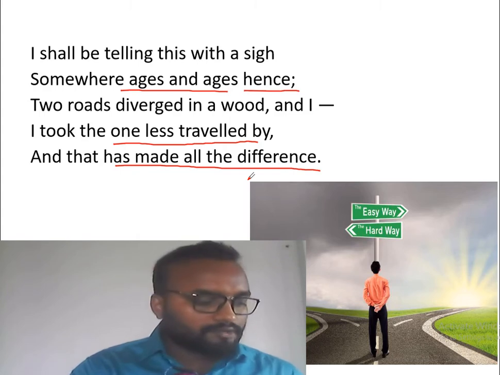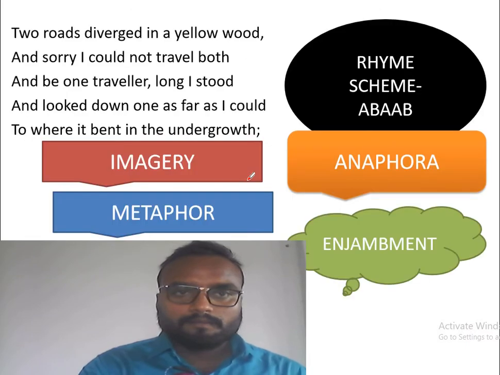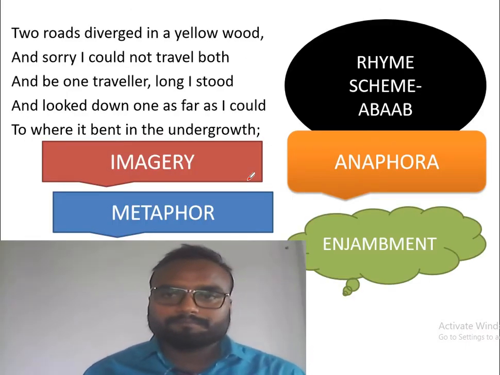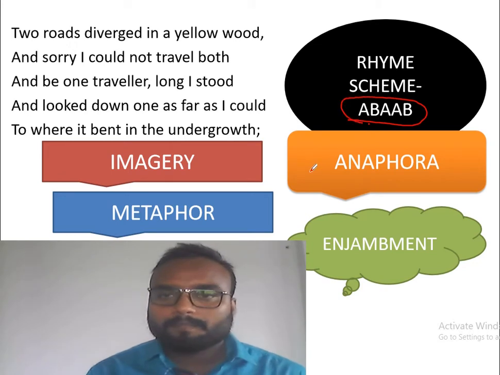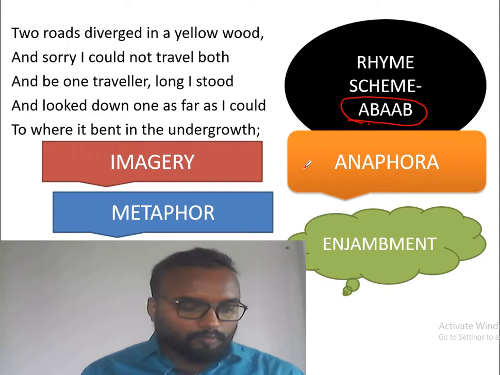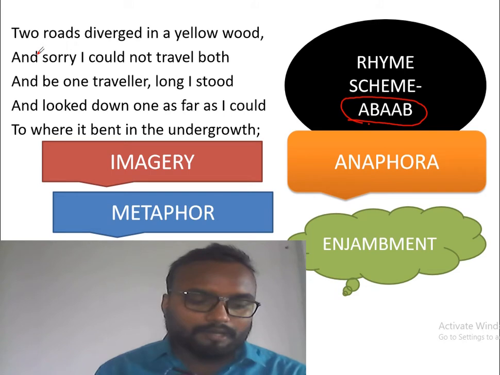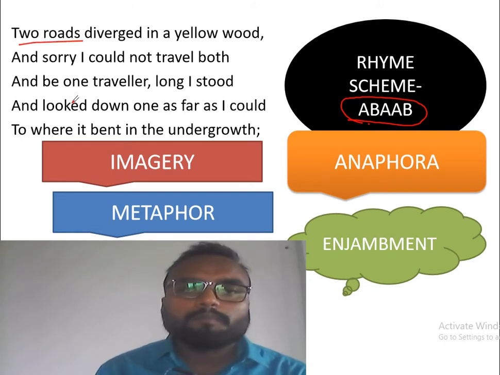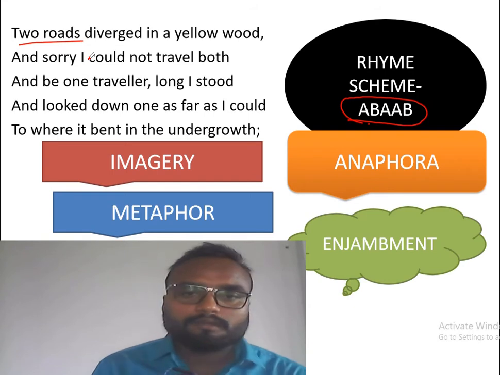Now let's move to the literary devices used in this poem. Now first of all, the rhyming scheme. The rhyme scheme of the poem is A B A A B. Now moving to the first line, two roads. While discussing the paragraph, I already told you that these two roads refer to a real life situation. It is applied to life, and therefore it forms a figure of speech which is known as metaphor. It's an indirect reference to a real life situation.